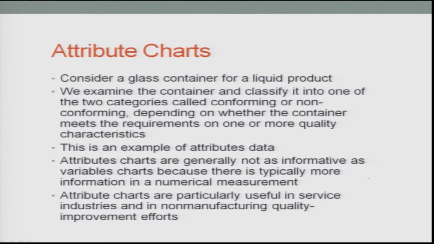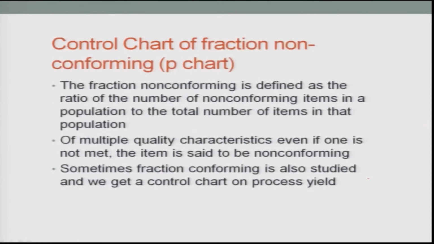Control charts of fraction non-conforming, which is the P charts. So, there I will consider the conformity and non-conformity for the attributes which I am trying to study. The fraction non-conforming is defined as the ratio of the number of non-conforming items in a population to the total number of items in that population. So, you want to find out the fraction or the chance or the relative frequency, which in the long run is basically the probability. The more you do, the more it tends to a certain value, which is the probability. Like tossing a coin, I find out the head and the tail for 100.